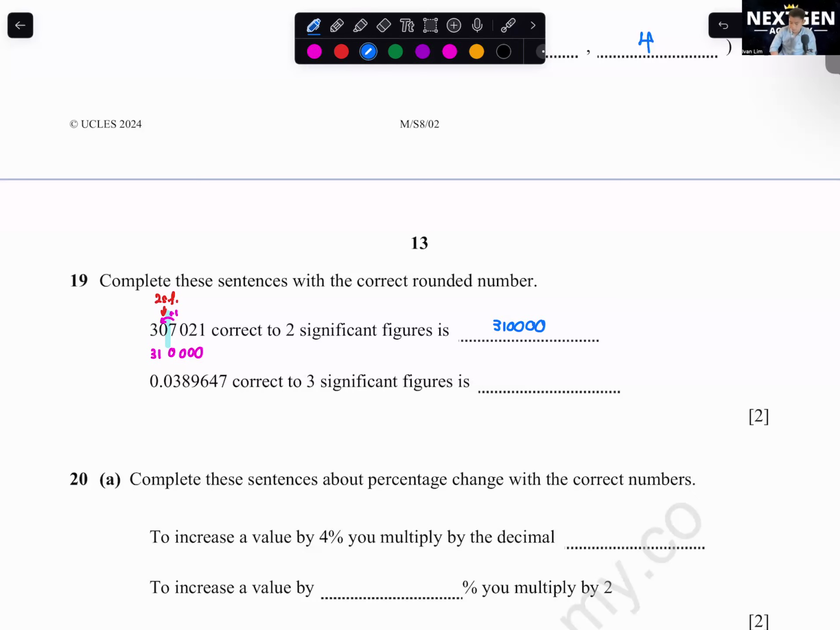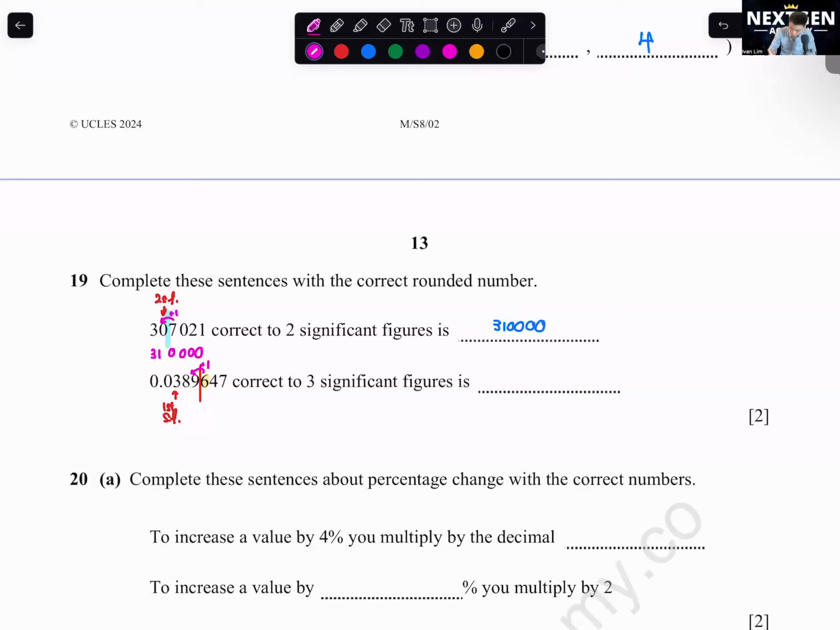Correct to three significant figures for this one, 0.0389647. What is the 3SF for this? What do you think? Which one will be the first significant figure for a decimal like this? So the first significant figure will be this. This is your first SF. So your third significant figure will be here. We'll stop over here, 0.0389. You have to look at the next value. 6, do we round it up? 6 has to round up, right? So here will be plus 1.